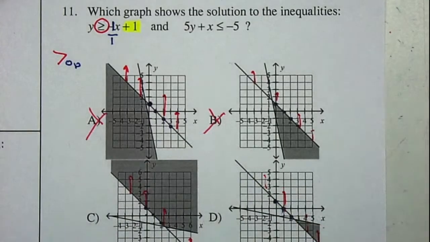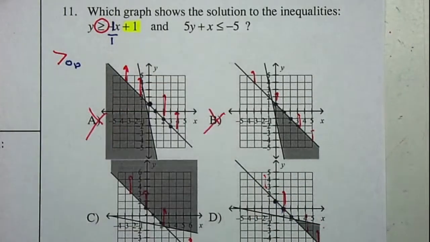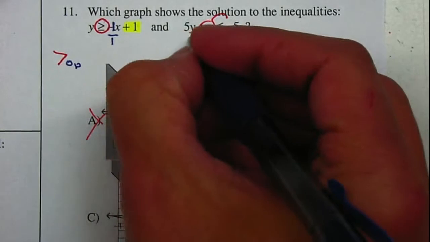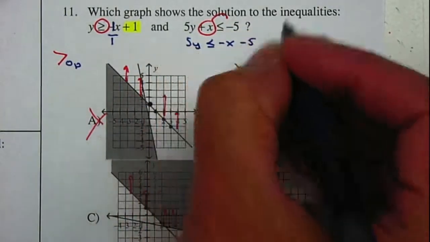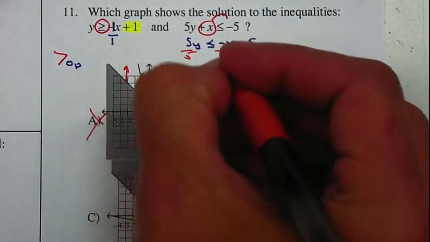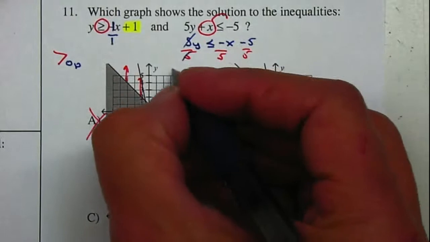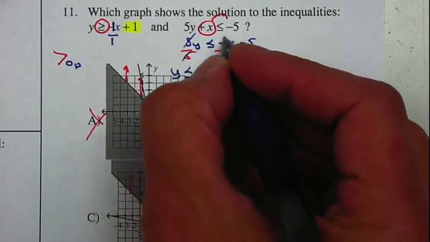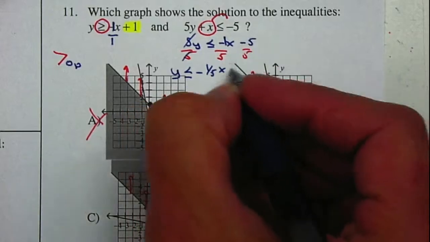as well. For the second one, I need to leave the y by itself, so I'm going to move my x to the other side. It's a positive, we can't say negative x, so I have 5y is less than or equal to negative x minus 5. I need to leave the y by itself still, so I'm going to divide by 5, divide by 5, divide by 5. The 5's cancel, so y is less than or equal to, there's a coefficient of 1, so it'll be negative 1 over 5, x minus 1.